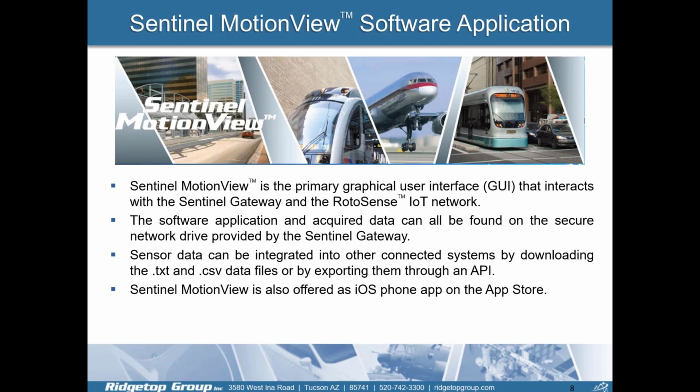So the Sentinel MotionView software application is a primary graphical user interface that interacts with the Sentinel Gateway and the RotoSense IoT network. The software application and acquired data can all be found on the secure network drive provided by the Sentinel Gateway. Sensor data can be integrated into other connected systems by downloading the TXT and CSV data files or by exporting them through an API. Sentinel MotionView is also offered as an iOS phone app on the App Store.